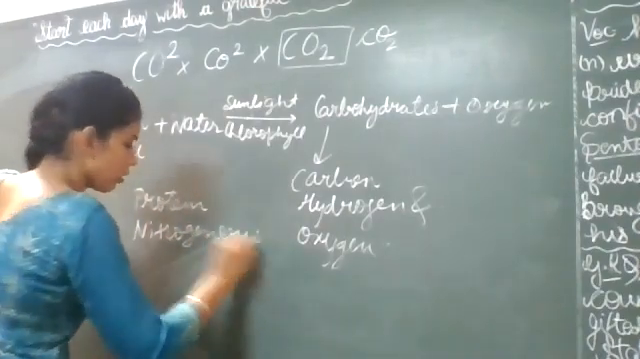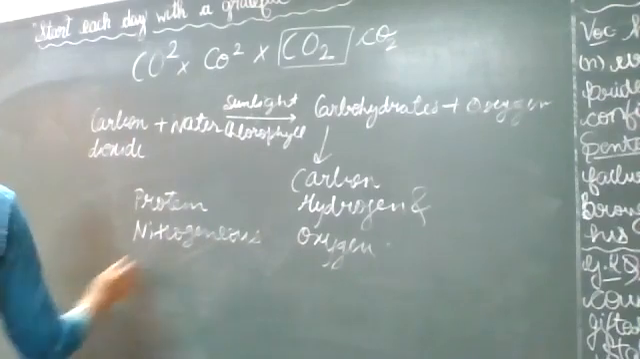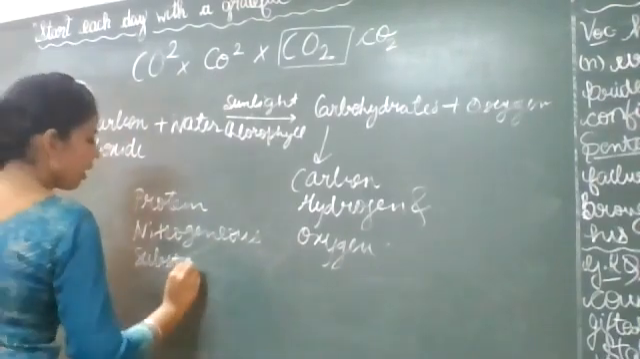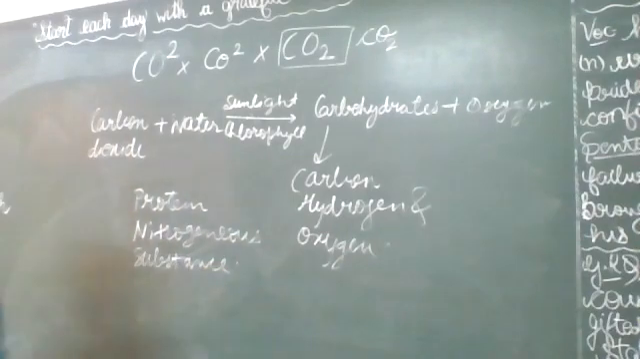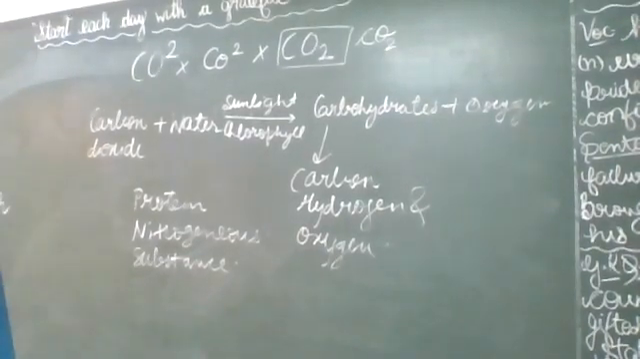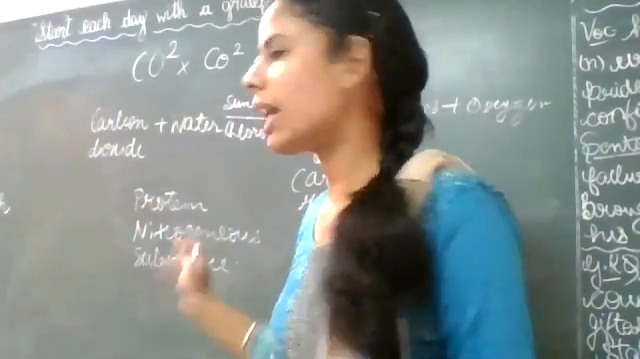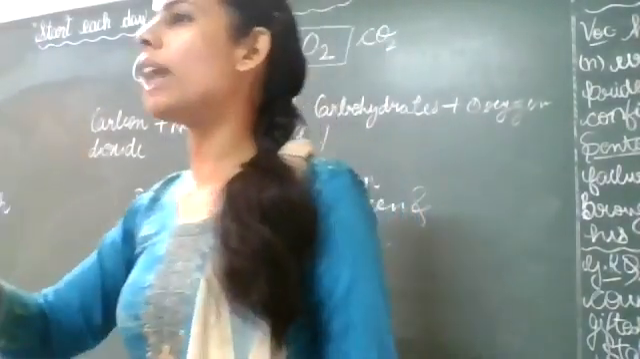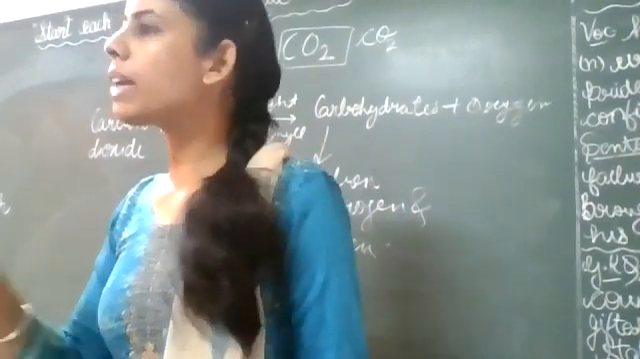Carbon, hydrogen, बच्चे, कार्बन एंड हाइड्रोजन exist in different forms. ऐसे नहीं होता है कि अकेला कार्बन है, अकेला हाइड्रोजन है. That you will study in the further class, how they exist. कार्बन की भी अपनी अलग फॉर्म भी है, जैसे कोल है, वो भी कार्बन है.